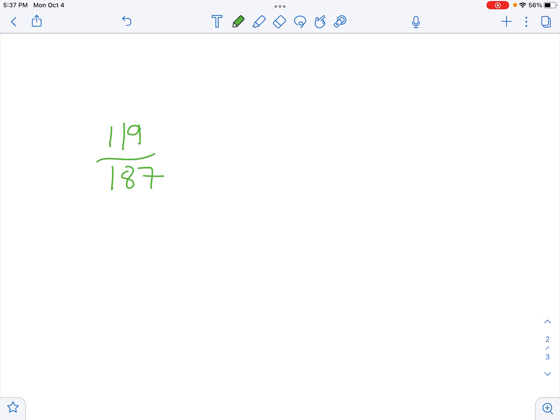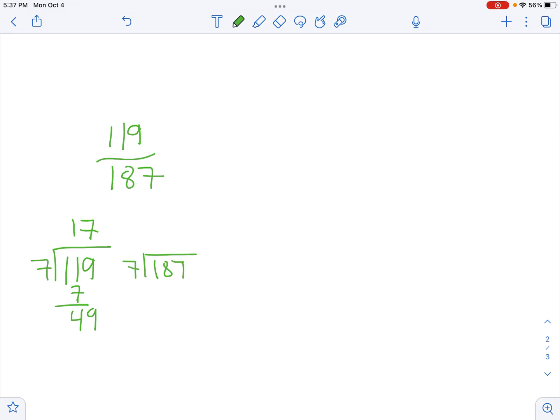So we try 2, 3, not 5. We can try 7. So 119 divided by 7. So 7 goes into 11 one time. 1 times 7 is 7. You get 4, bring down the 9, 7 goes into 49, 7. Okay, so you can divide 119 by 7. Can we divide 187 by 7? So let's try that. Let's hope so.